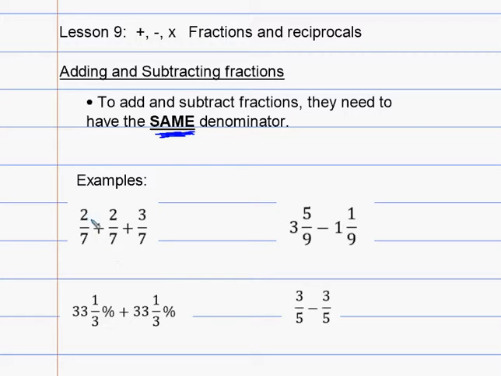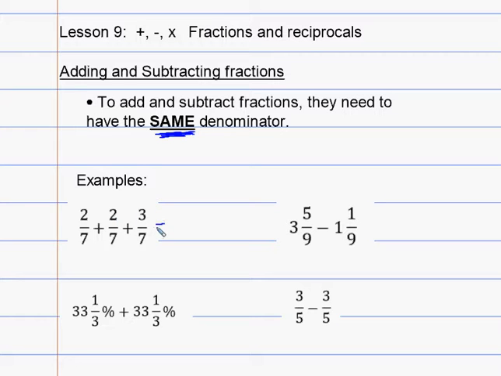Notice in the first example we have 2/7 plus 2/7 plus 3/7. And we notice that the denominators are all the same. So we're just going to have more of the pieces that have been created for us in those groups. If you could envision a pizza that was cut into 7 equal parts, we have 2 pieces, then we have 2 more, and then we have 3 more.